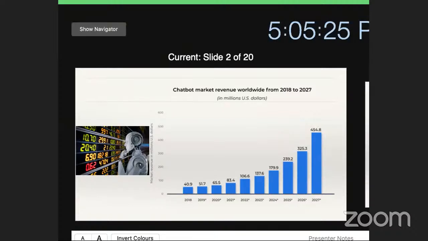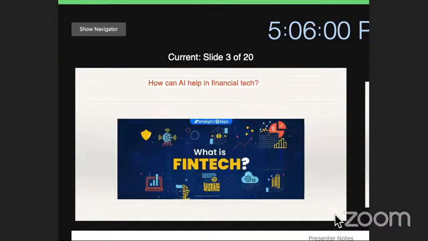That means the chatbot market is supposed to amount to 454.8, if you see here, by 2027, in millions of dollars of revenue. So at present, in 2018, the market was around $40.9 million. But by 2027, the chatbot demand will rise and the revenue earned through chatbots will be 454.8. And I'm talking about chatbots used on financial sites, especially banking sites.